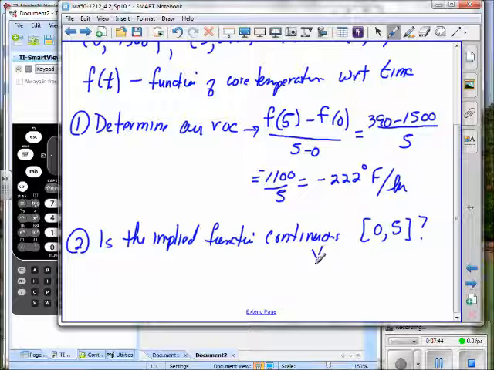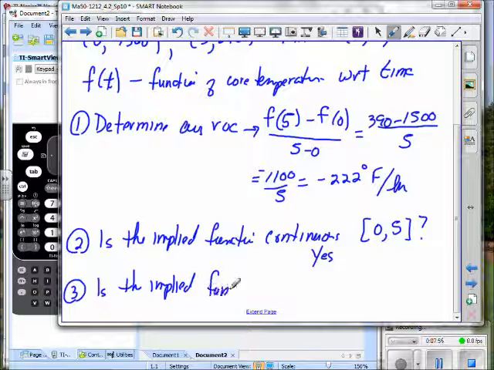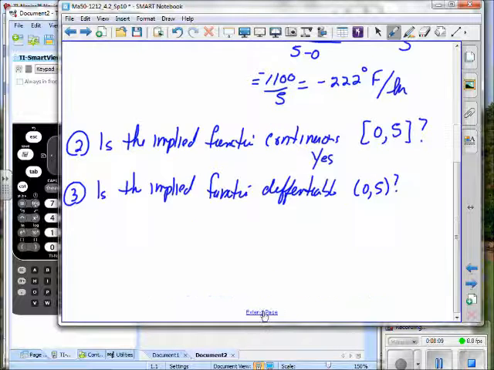Yes. Okay. Third thing we need to do is the implied function, what's the other piece? Differentiable on that interval. Well, let's see. It's continuous. If it's continuous, what's the only type of graph that we have where the derivative would be undefined?